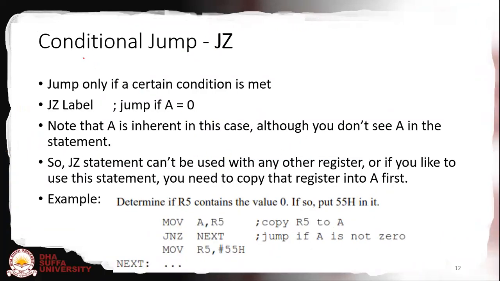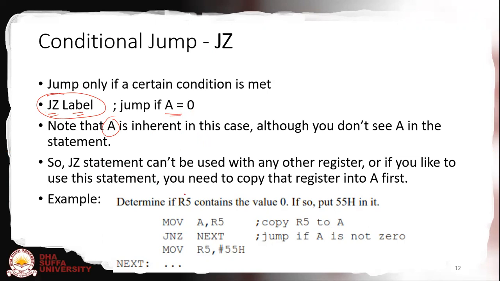Another interesting instruction is the conditional jump, JZ. JZ is jump only if a certain condition is met. Its syntax is JZ and the label. It inherently uses the A register. So it means jump if A is 0. Although A is not written here, you cannot see A here, inherently it is used in this case. Therefore this instruction must be used with A in mind.